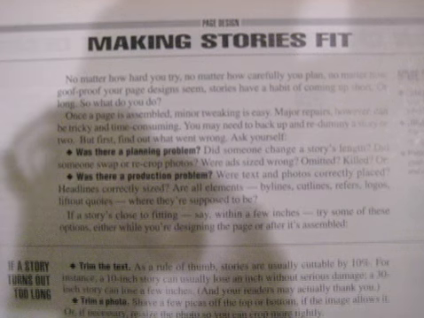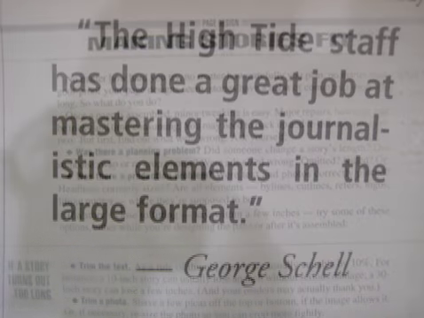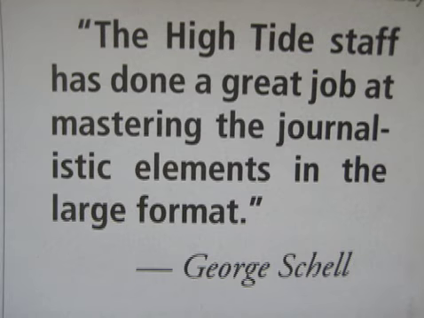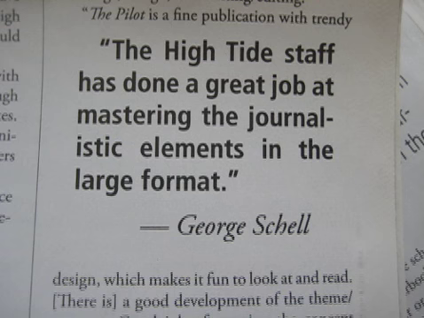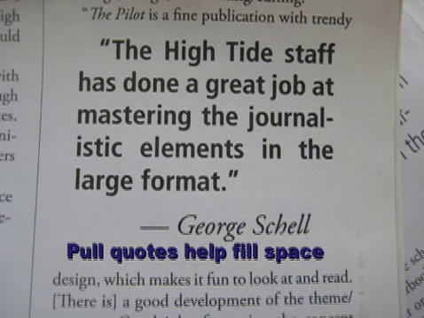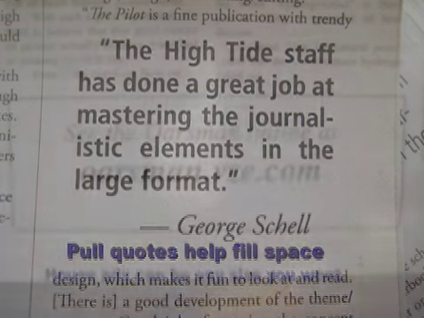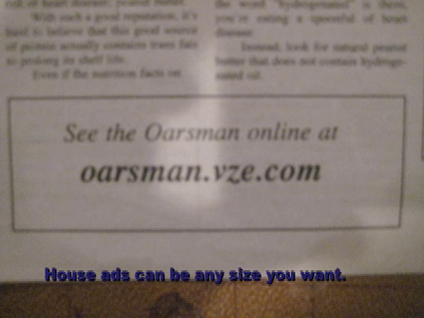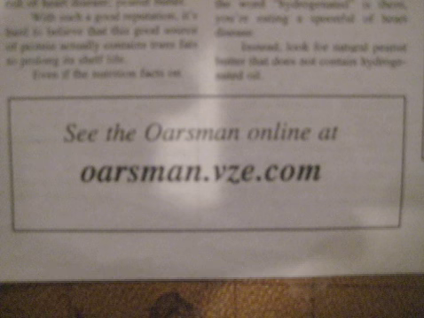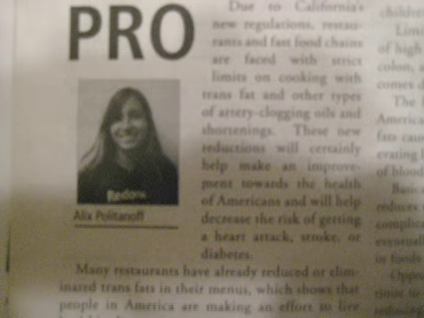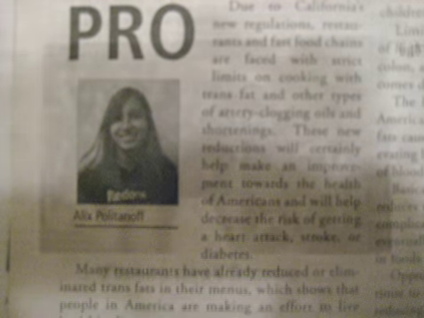Harrower has a section in his book called Making Stories Fit. These are possibly the most important pages in the book, from my perspective. What do you do if your story is too short? Some things Harrower suggests: add a pull quote, which is also called a lift-out quote, or add a house ad, which is a box you create of whatever size you want in which you promote something about your newspaper, or add a mugshot.